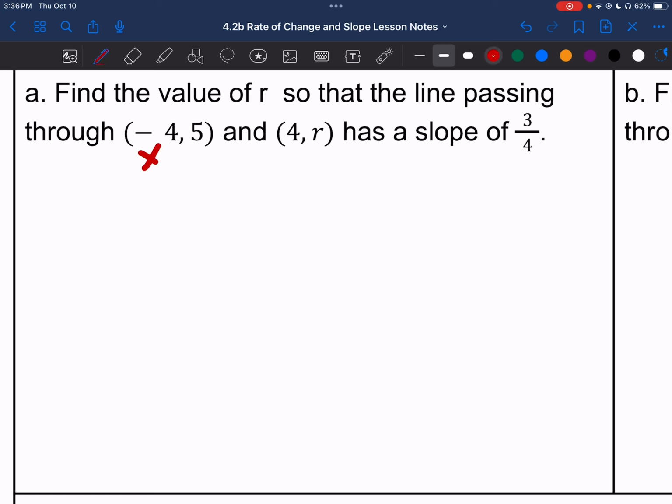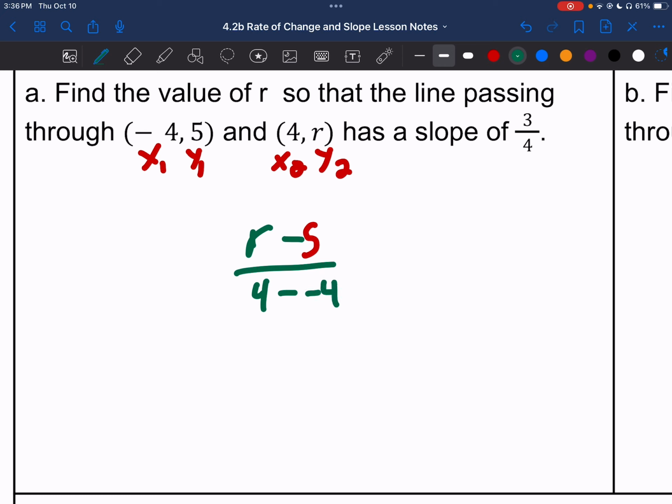Well, let's go back to labeling. So we have x1, y1, x2, y2. And now we're going to go ahead and use our formula. So y2, r, minus y1, 5, over x2, 4, minus x1, -4. And that's going to be equal to our slope, which is 3/4.